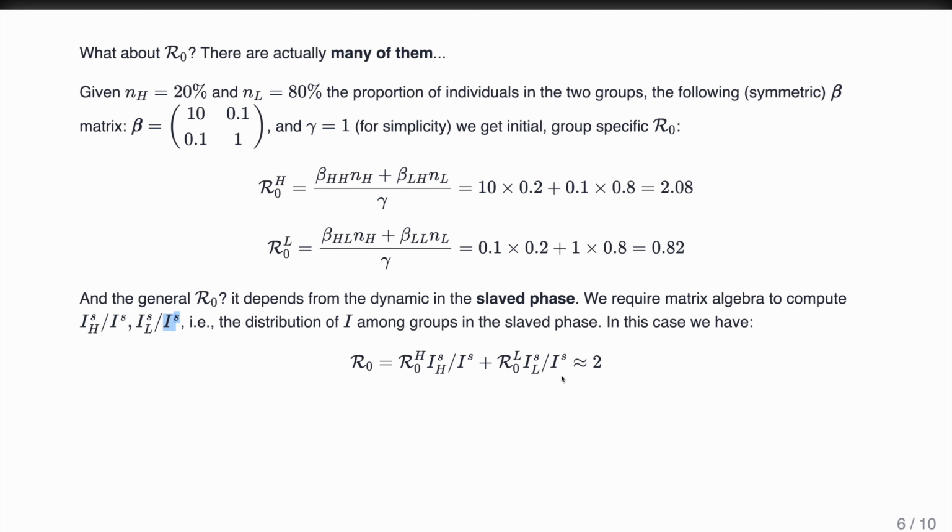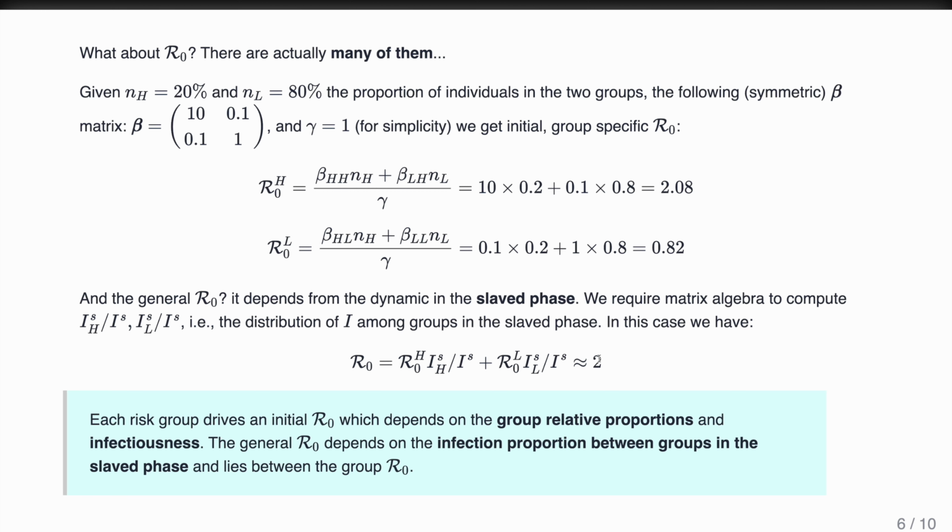And it's possible to observe that the general R naught is again a weighted average of the individual group R naughts, weighted by how the cases are distributed between the two risk groups. In this case, it's equal more or less to 2. You can notice that it's more or less in between the two groups' R naught.